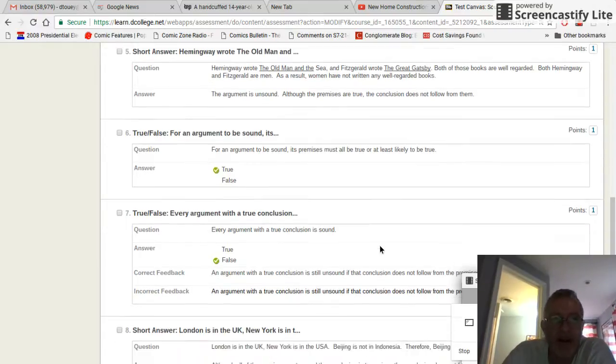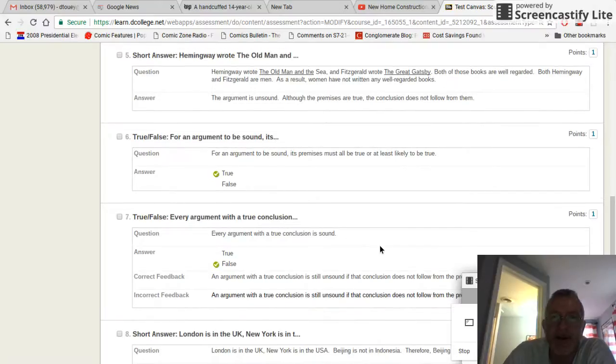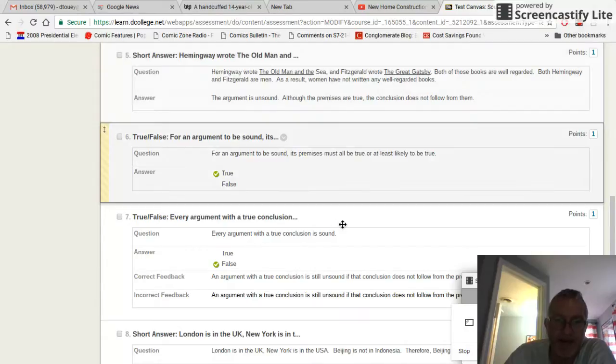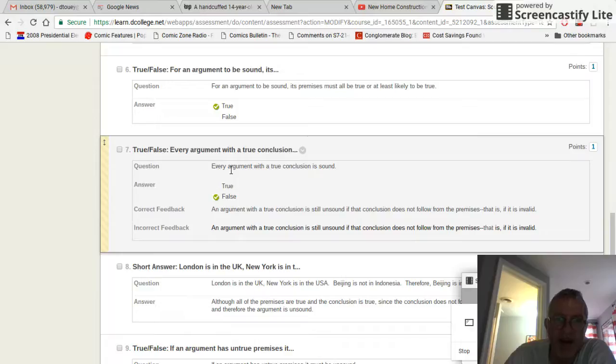Number 6: for an argument to be sound, its premises must all be true, or at least likely be true, and that's true. Here I'm just trying to reinforce our grasp of what it means for an argument to be sound. First of all, for an argument to be sound, all its premises must be true. But number 7: every argument with a true conclusion is sound. That is false. An argument can have a true conclusion but be unsound because the conclusion doesn't follow from the premises. That is, because the reasoning is invalid.